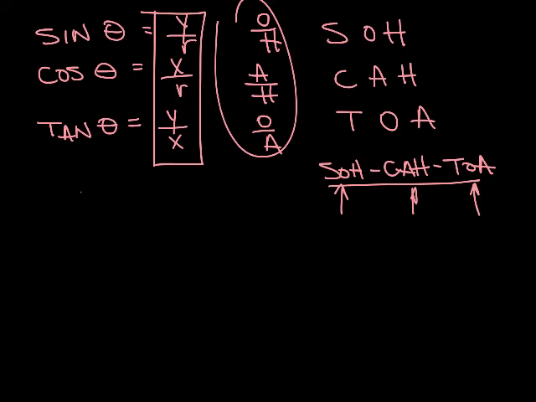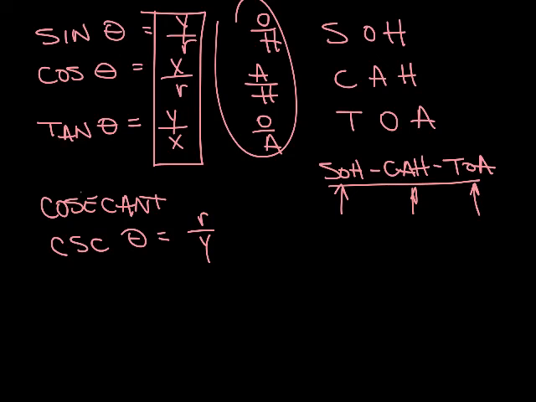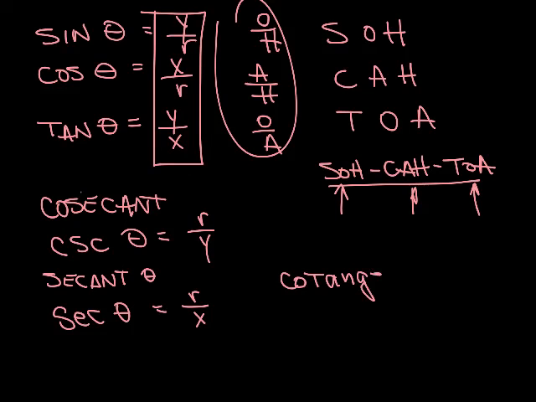I said there's 3 more. We have what is called cosecant, and written with 3 letters, it's CSC of theta. The cosecant is the sine turned upside down. So instead of y over r, we're looking at the ratio of r over y. The next one is called secant, SEC of theta. Secant of theta is cosine flipped upside down. So instead of x over r, it's r over x. The third one is cotangent, COT of theta. The cotangent of theta will be the tangent flipped upside down. So instead of y over x, it's going to be x over y.